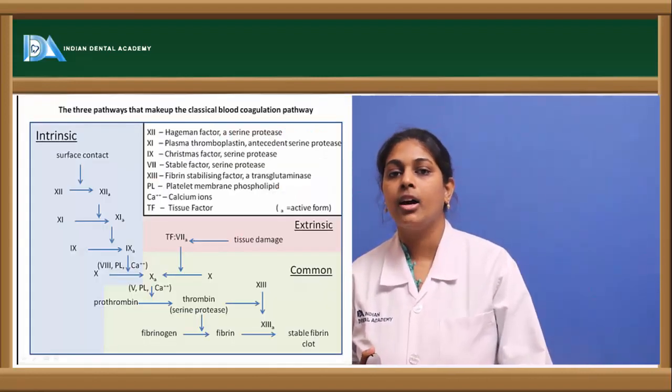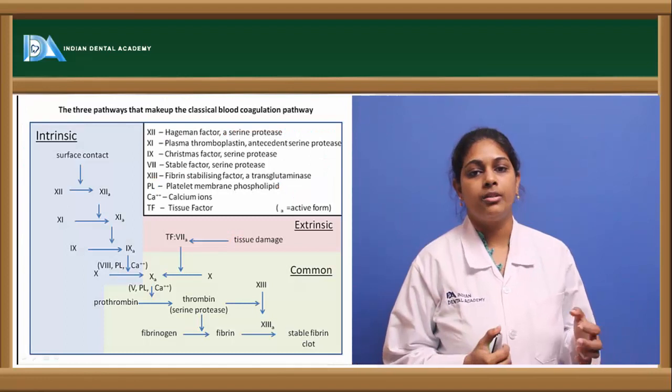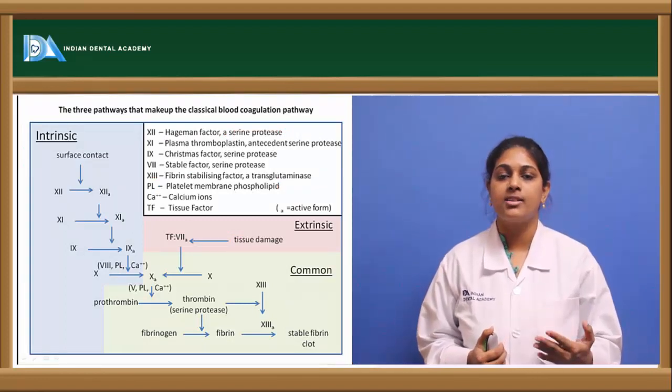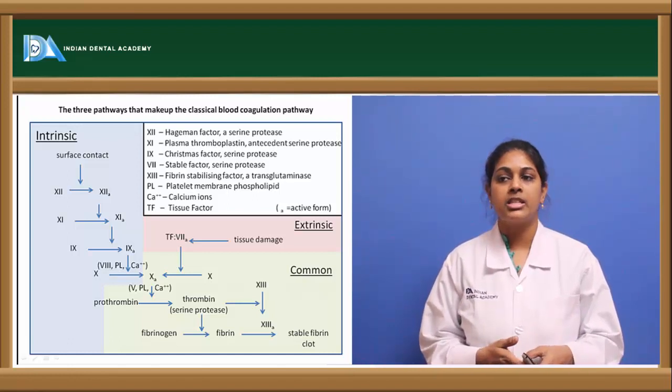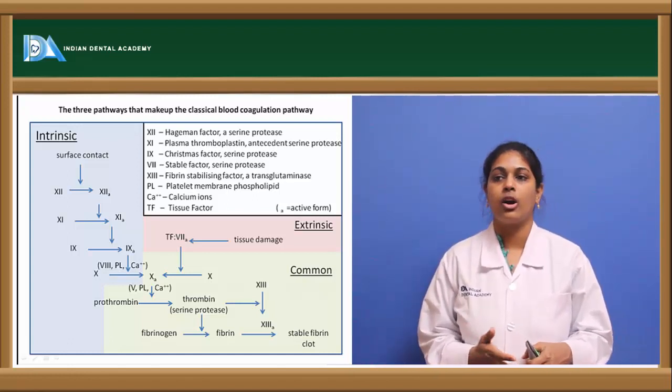And this clotting cascade usually occurs in three pathways. One is the intrinsic pathway, then the extrinsic pathway, and then the common pathway. So these three pathways make up the classical blood coagulation pathway.